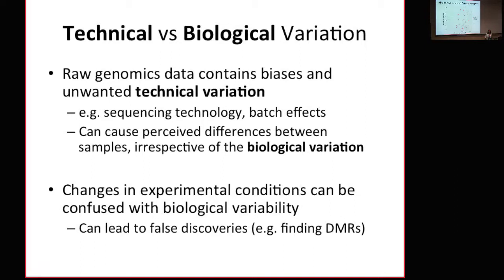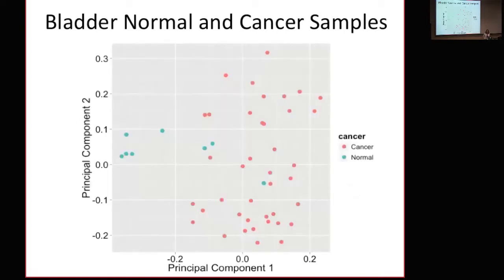Let me give you an example. Here are 57 samples from a bladder cancer study. And the goal of the study was to find differences between the normal and the cancer samples. And this plot is called a principal component plot, or the first two PCs. But the main point is you want the red points to cluster and you want the blue points to cluster. If the red points cluster, which are the cancer samples, and the blue points cluster, that means you have enough genetic difference that you can actually find interesting differences.